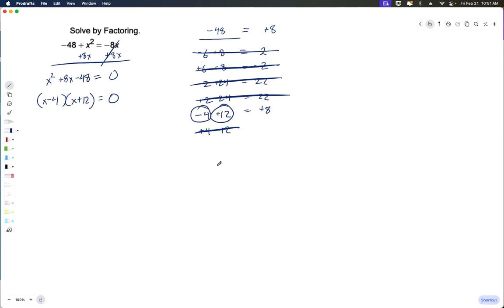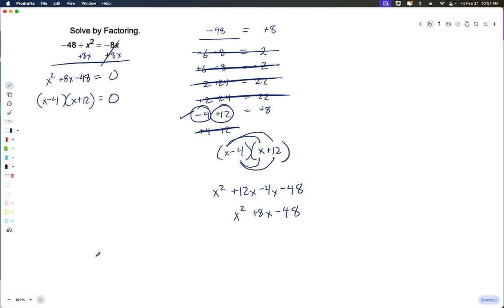So if I check this, x minus 4, x plus 12, I need to get back to this statement right here. So x times x is x squared. X times a positive 12 is a positive 12 times x. Negative 4 times x, it's a negative 4x. Negative 4 times 12 is negative 48. When I combine these terms in the middle, I get x squared plus 8x minus 48, which is the same thing we have here. So this factoring is correct.